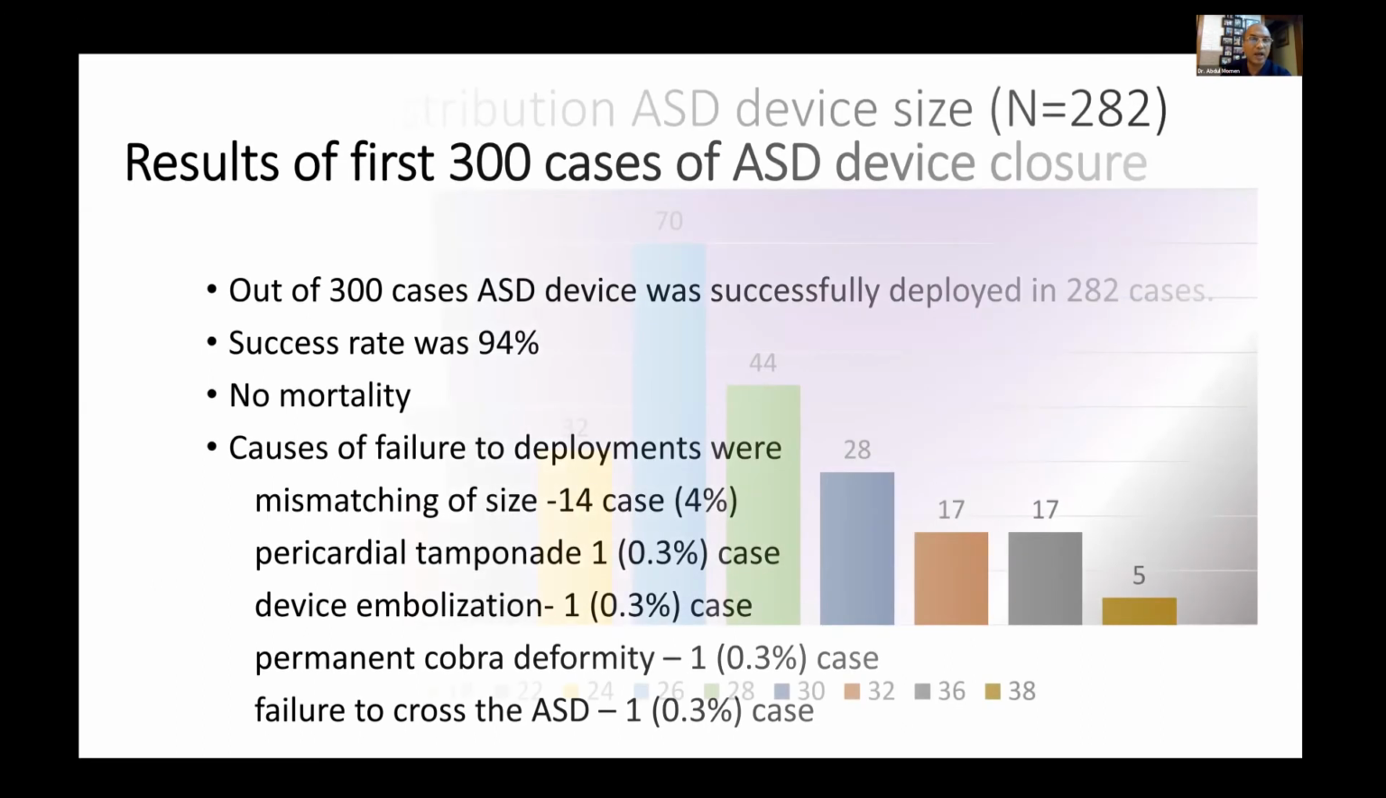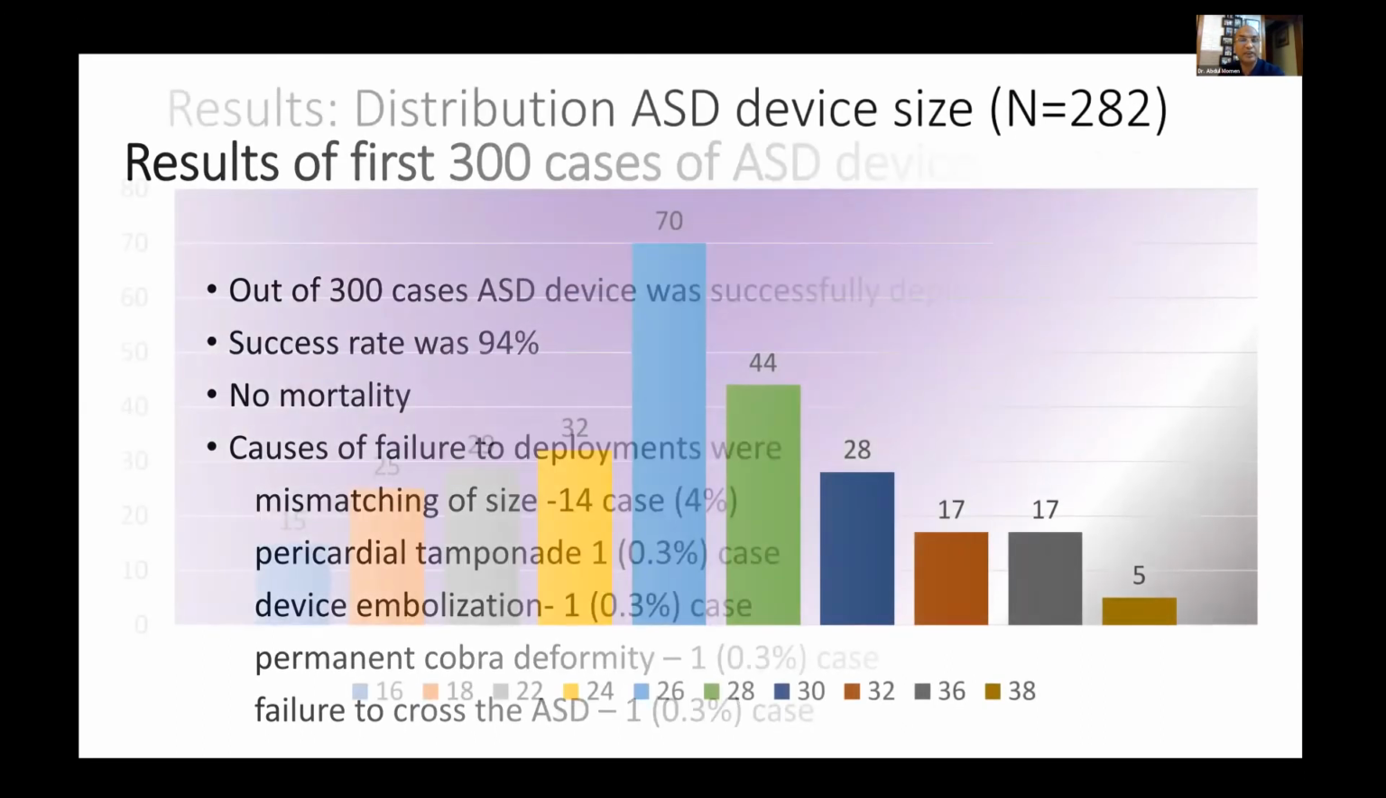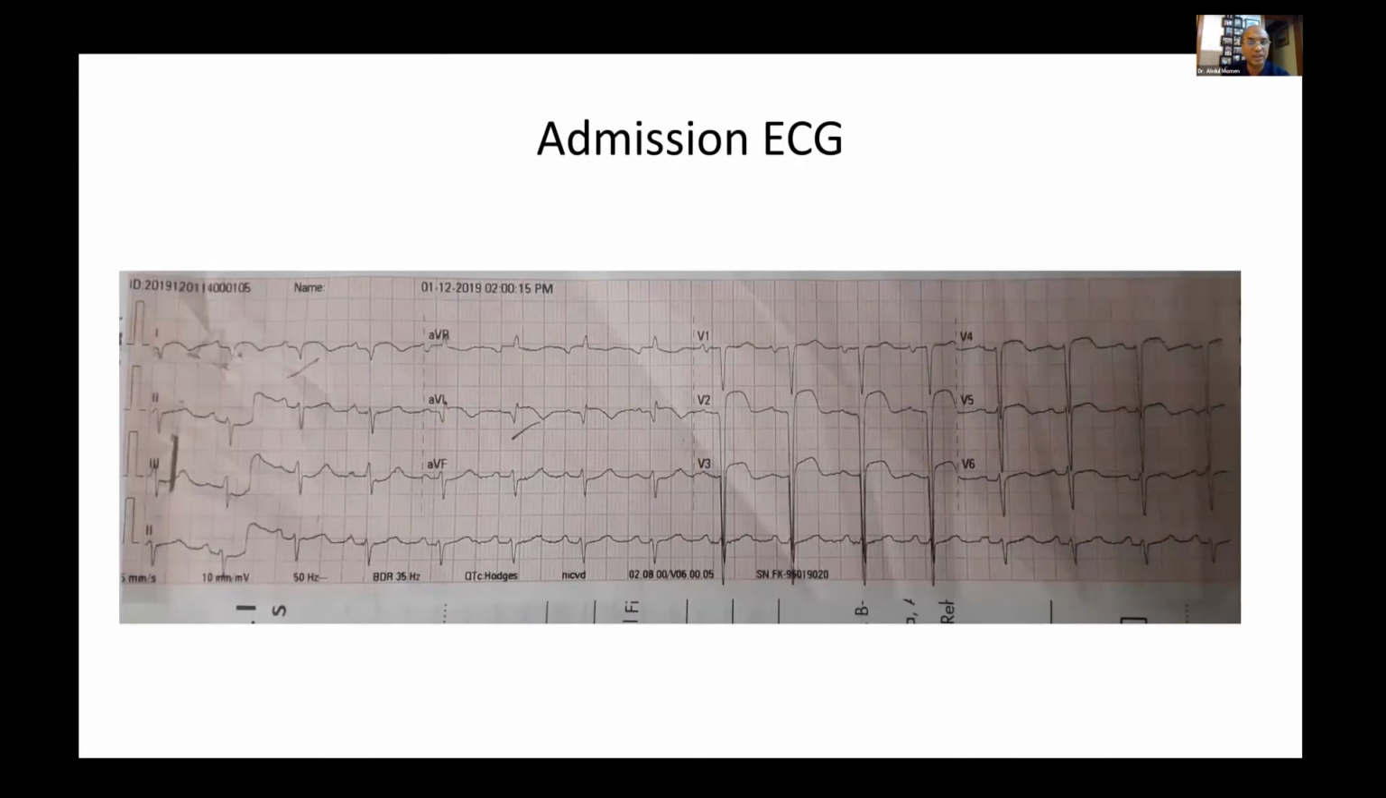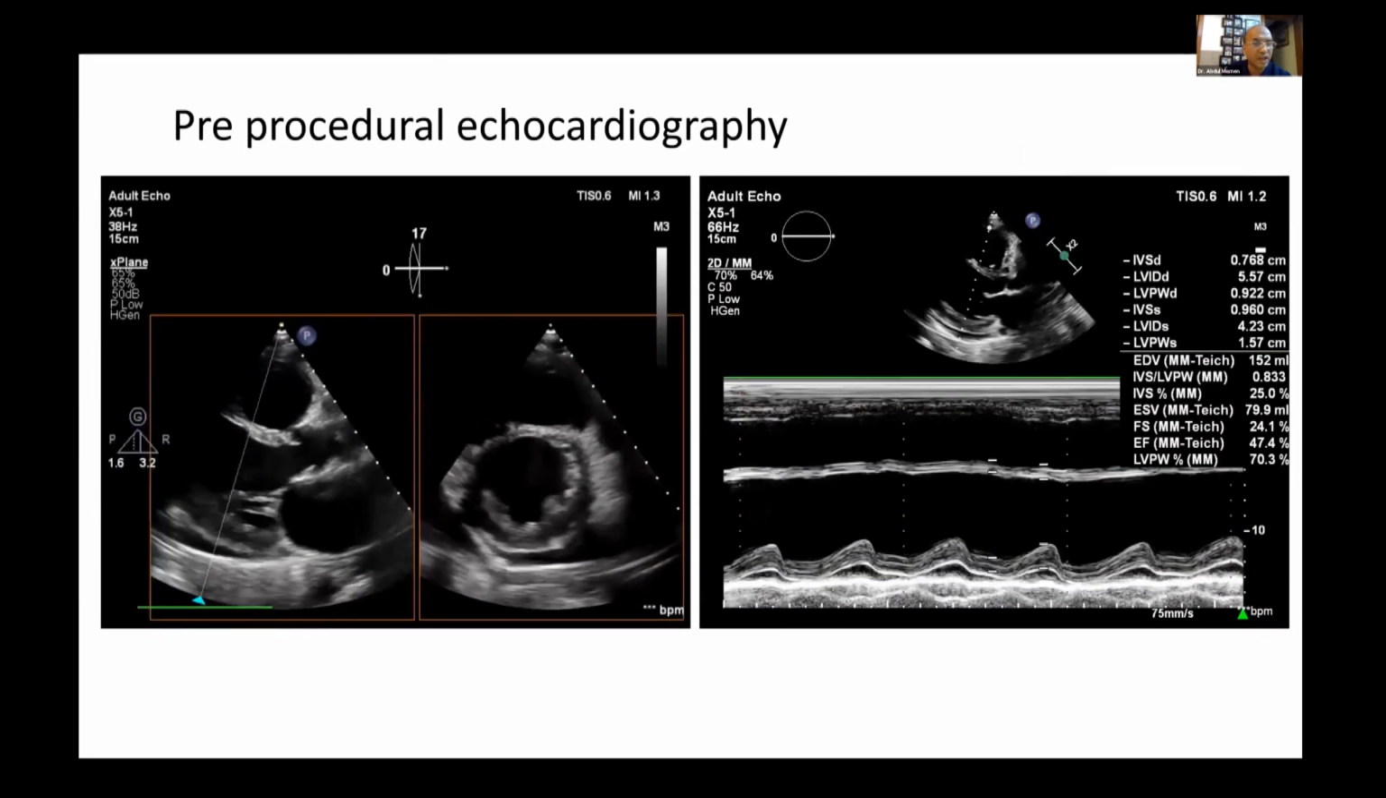And my last case is a deadly case with the highest interventional risk. If we do the intervention within 14 days, the mortality rises from 40 to 70%, but after 2 weeks, the mortality is still high, 4 to 25%. This is a case of anterior STEMI presenting in NICVD, thrombolyzed. The next day, the patient is in cardiogenic shock.